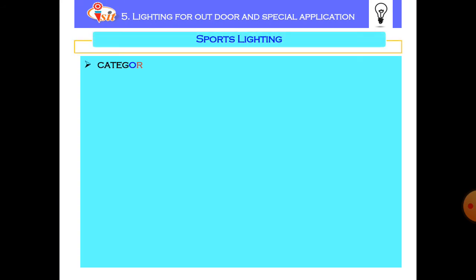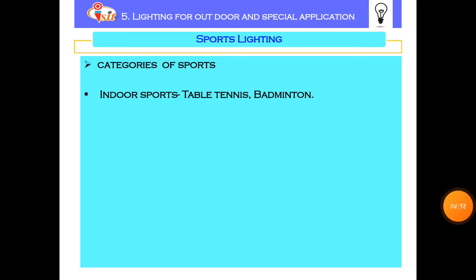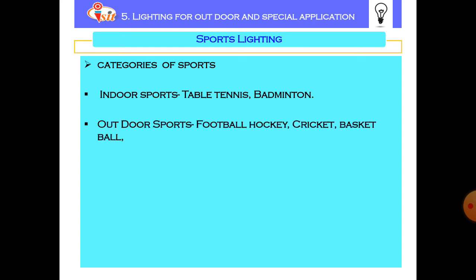Next one is sport lighting. Categories of sports. It has two categories, that is indoor sports and outdoor sports. In indoor, games like table tennis, badminton, carom, etc. are played. In outdoor, football, hockey, cricket, basketball, soccer, etc. are played. The illumination method and the schemes are different for these two categories.